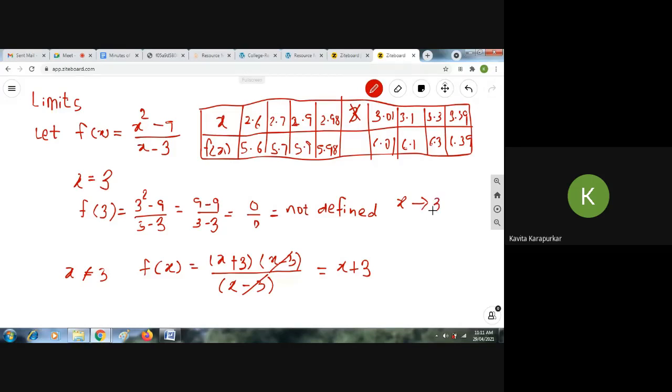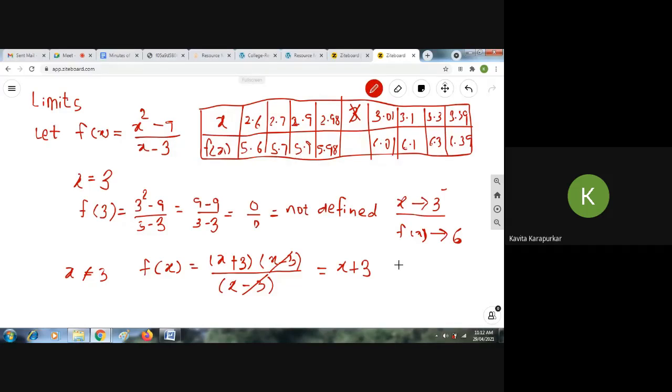Now from values less than 3, if I want to say, we put a minus sign. So as x is coming close to 3, as x tends to 3 from the negative side, negative means values of x less than 3, I observe that the function f of x is also coming towards one particular value, and that is nothing but 6. You can observe it here. 5.6, 5.7, 5.9, 5.98. So it is coming very close to 6.